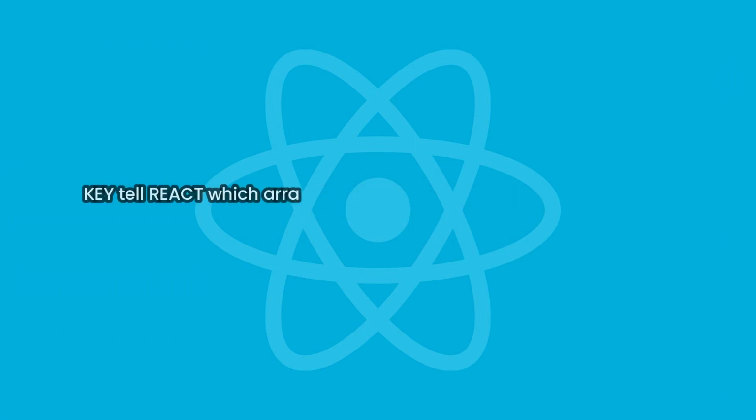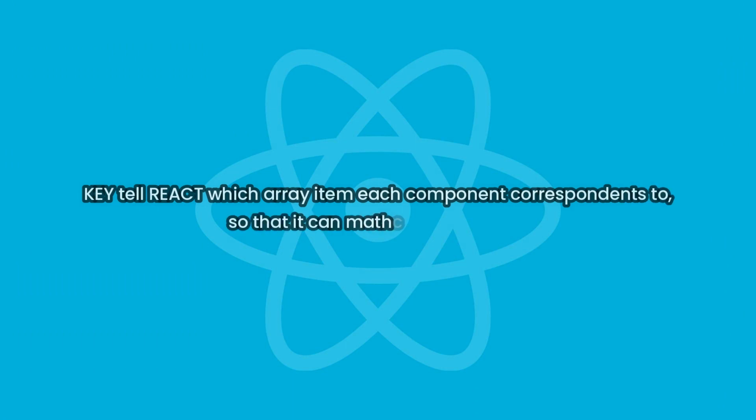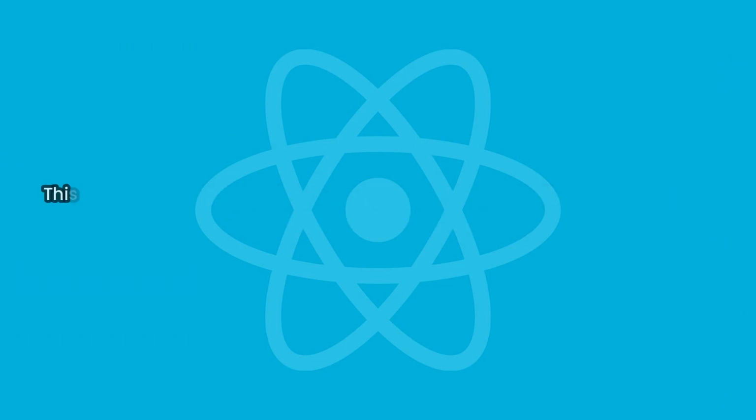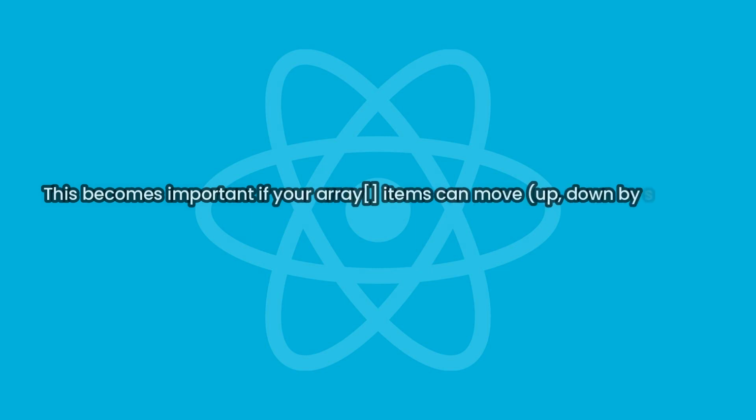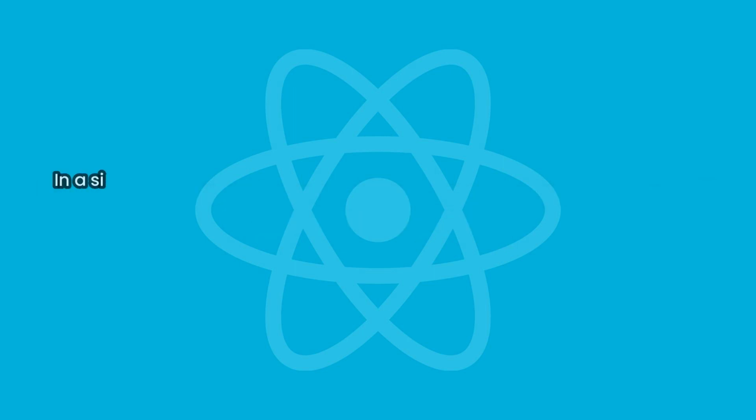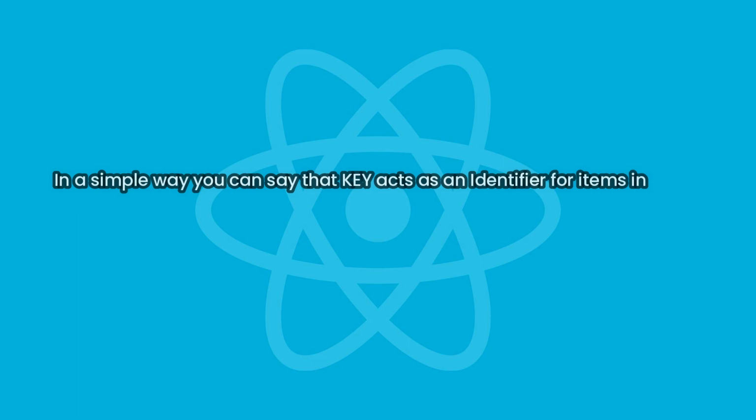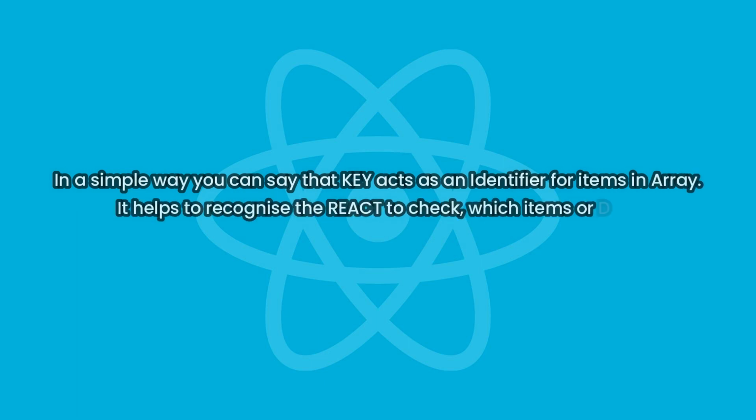Key tells React which array item each component corresponds to, so that it can match them up later. This becomes important if your array items can move up and down, get inserted or get deleted. In a simple way, you can say that key acts as an identifier for items in an array. It helps React check which items or DOM nodes need to be changed or updated.